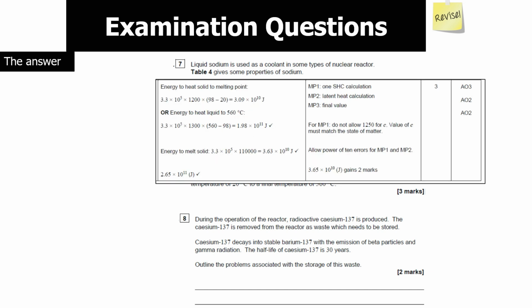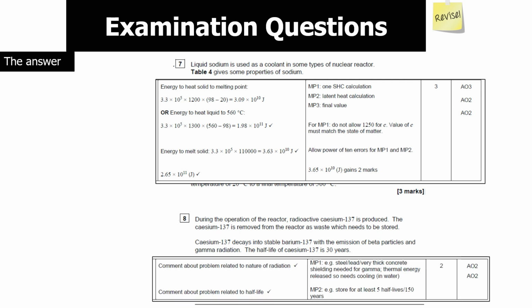So you do all those values, you work them all out, you then have to add them all together because we're working out the total energy. So you work out all three and you get 3.09 times 10 to the 10, 1.98 times 10 to the 11, and 3.63 times 10 to the 10. Add them all together to get 2.65 times 10 to the 11 joules. Now in this last question, you will be tested or asked to know about how you can store nuclear waste.